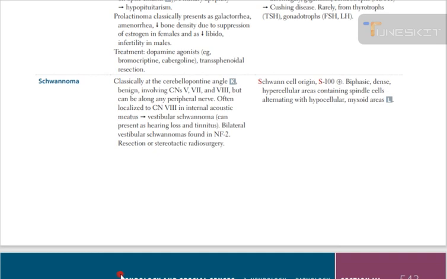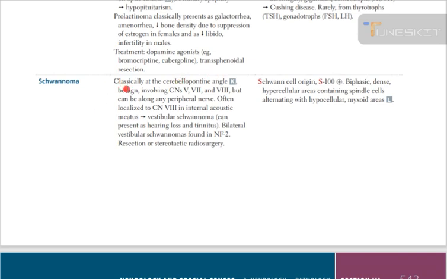Hello. It's been so long since I posted a video, and in the previous video we were discussing schwannoma. Let us see it one more time. Classically, it is at the cerebellopontine angle, and it is benign. Its location is the cerebellopontine angle.